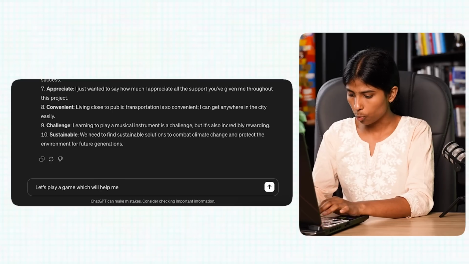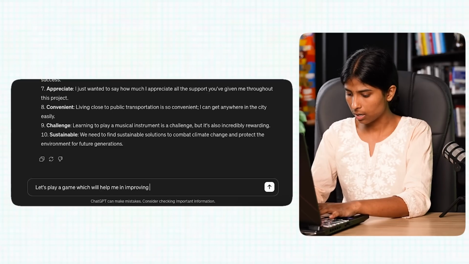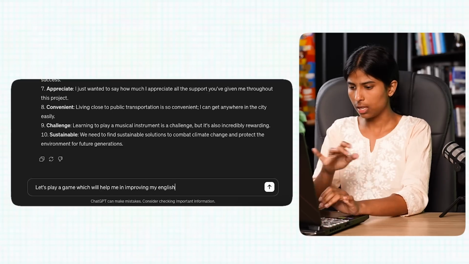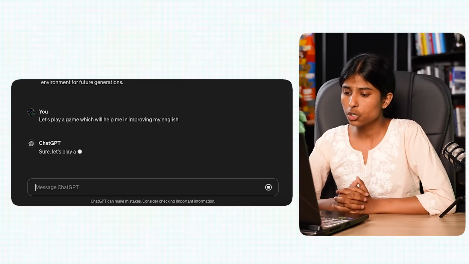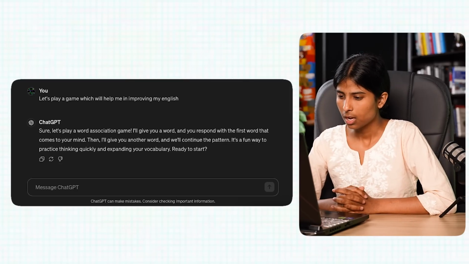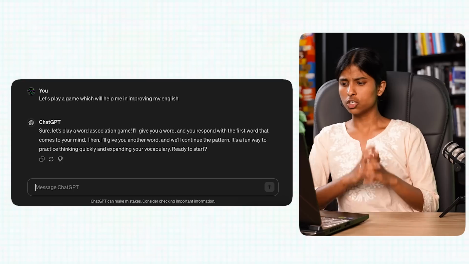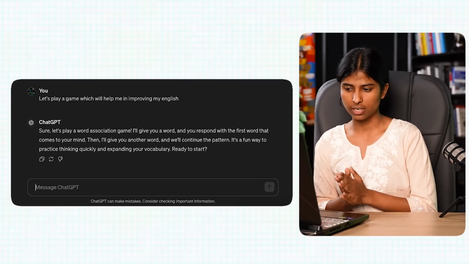Now the next thing that you can do with ChatGPT is that if you really want to learn a language with games, we can ask it right here: let's play a game which will help me in improving my English. Let's go, let's search for this game. Sure, I'd love to play a game to help you improve your English. How about we play a word association game?